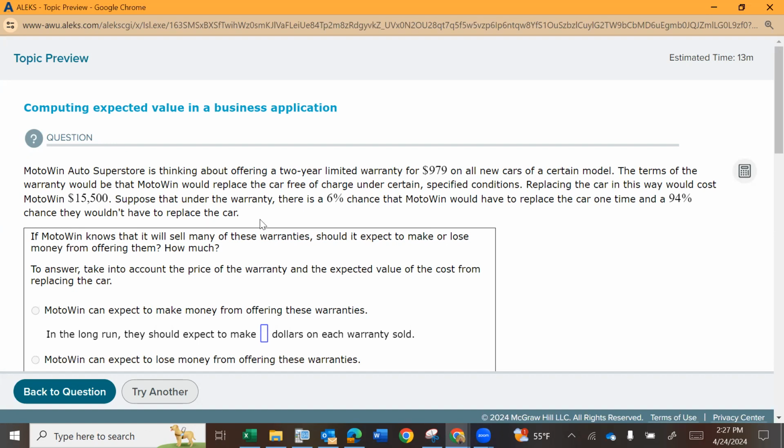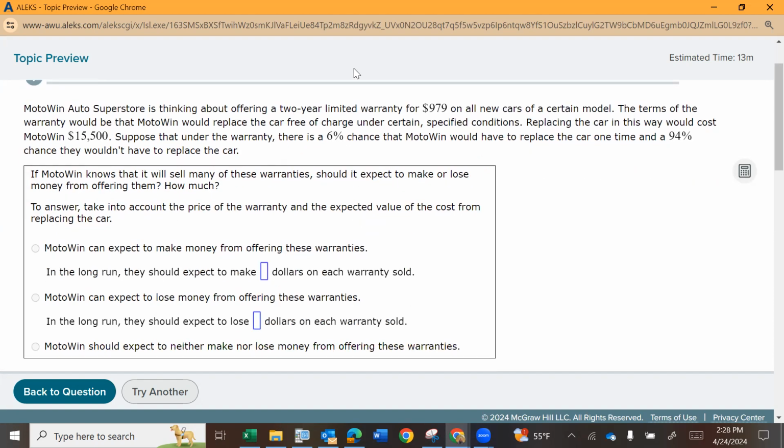So where are they getting the 94% and the 6%? Well, they probably hired some company to do a study on their cars, or they just looked at their own records or something. Anyway, we don't have to look that up, so it's no big deal.